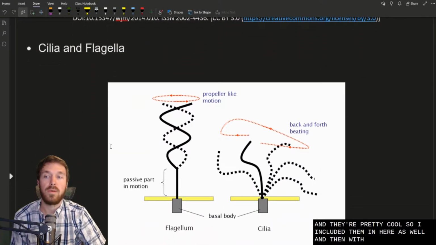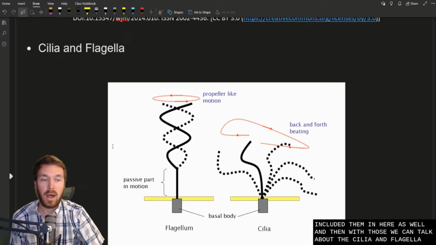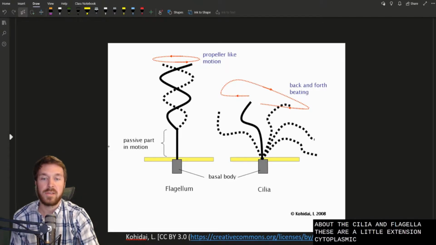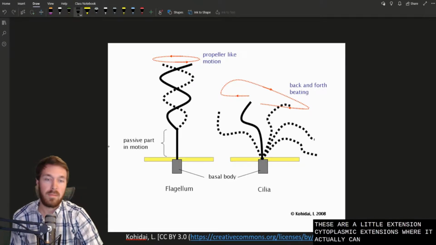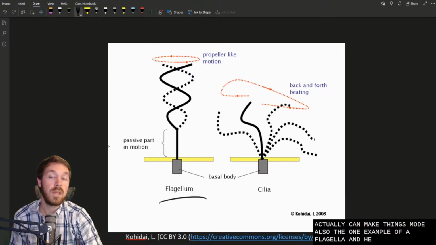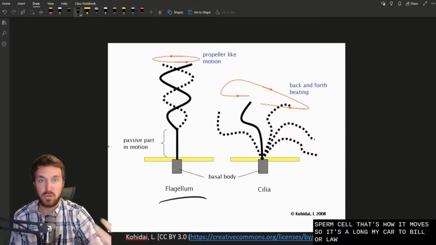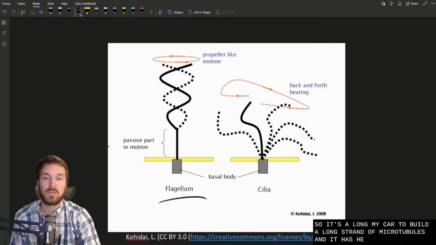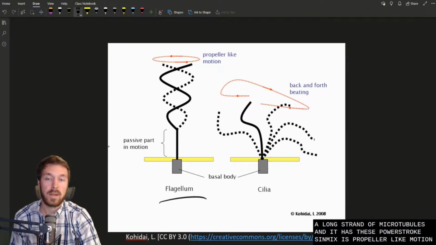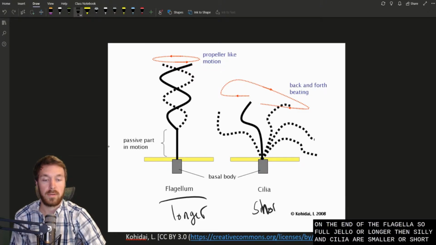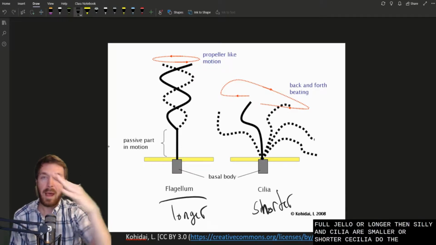And then with those, we could talk about the cilia and flagella. These are little cytoplasmic extensions that can make things motile. The one example of a flagellum in humans is the sperm cell. That's how it moves. It's a long strand of microtubules, and it has these power strokes and makes a propeller-like motion on the end of the flagellum. Flagella are longer than cilia, and cilia are shorter. Cilia do little power strokes back and forth.